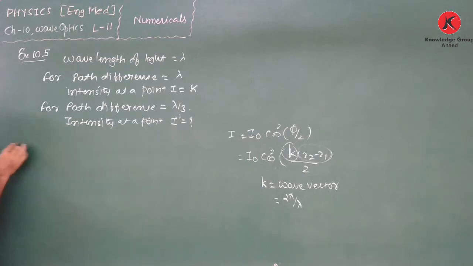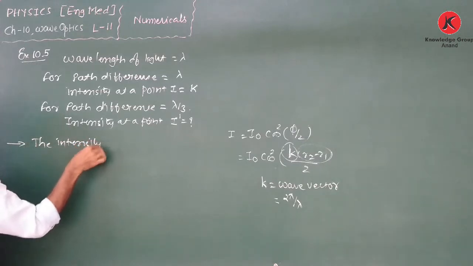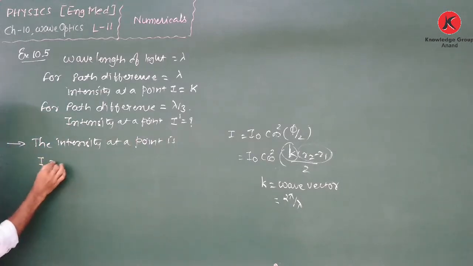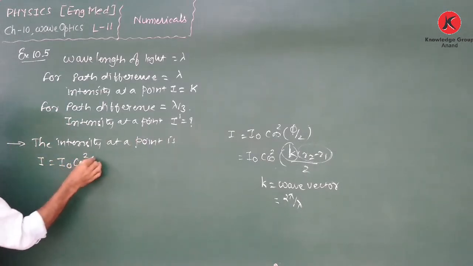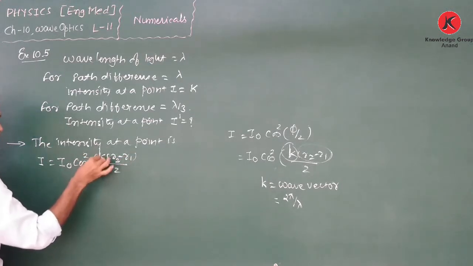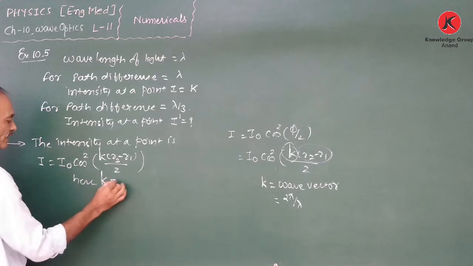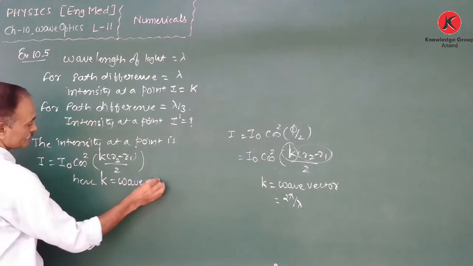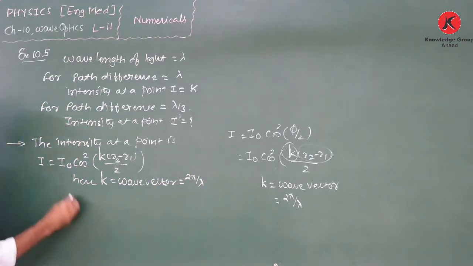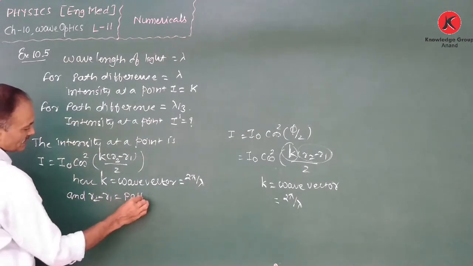Therefore, the intensity at a point is I is equal to I0 cos square k into r2 minus r1 by 2. Here k is equal to the wave vector, which is equal to 2 pi upon lambda, and r2 minus r1 is equal to the path difference.